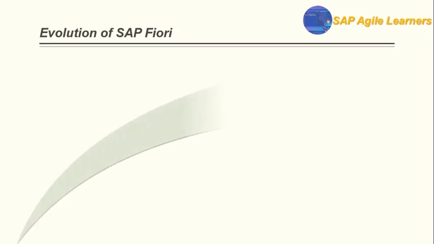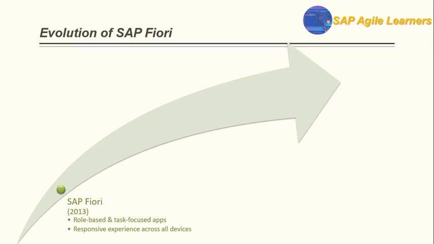Next comes evolution of SAP Fiori. SAP Fiori started in 2013 and provided role-based and task-focused apps, responsive experience across all devices. Then came SAP Fiori 2.0 in 2016 and provided features like SAP Fiori for iOS, SAP Fiori for Android, new scalable floor plans, and improved navigation. Also, it introduced conversational interaction and machine intelligence.